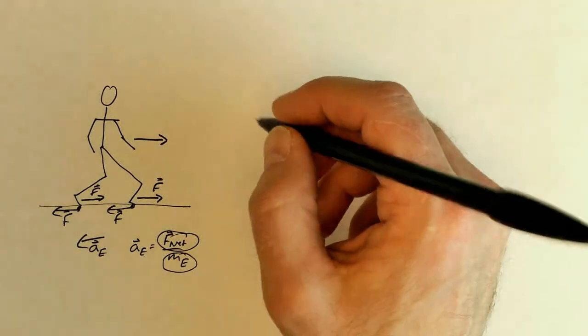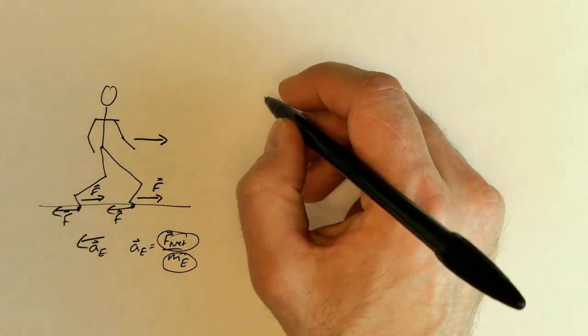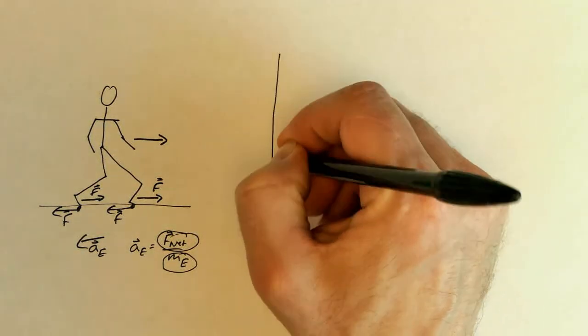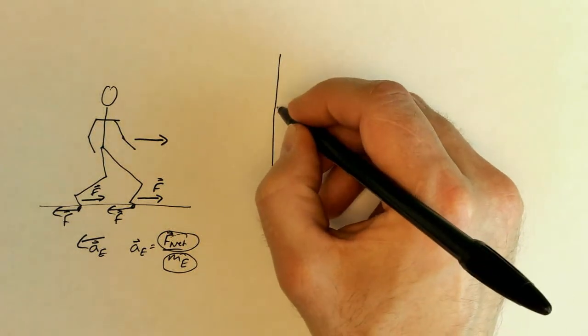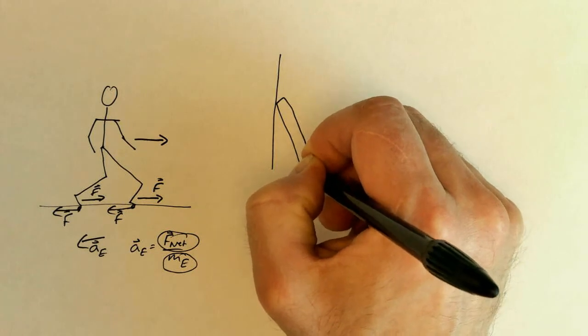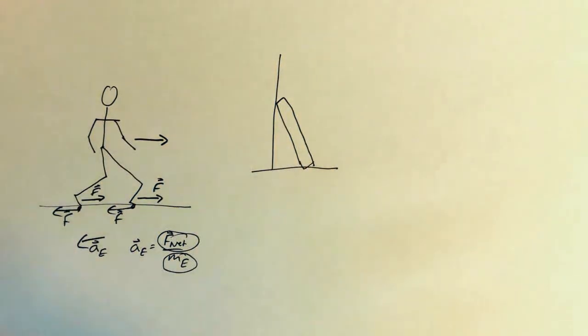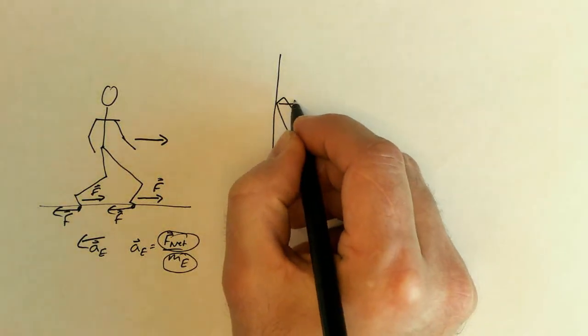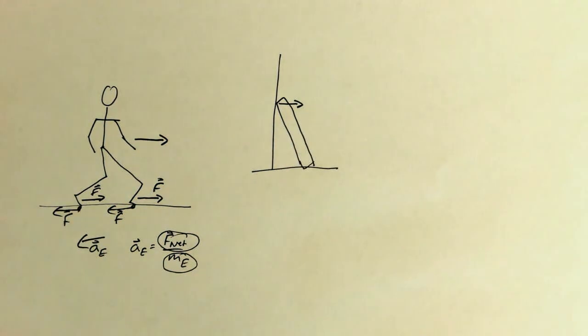Okay, let's take a different example that might be a little bit clearer. Here's a wall, and I am leaning a ladder against this wall. Okay, so a big tall box or something like that. I lean this big tall box or this ladder against the wall. What's keeping the ladder from falling down? Well, the wall is there. So the wall is pushing on the ladder this way. It's keeping the ladder from falling in.